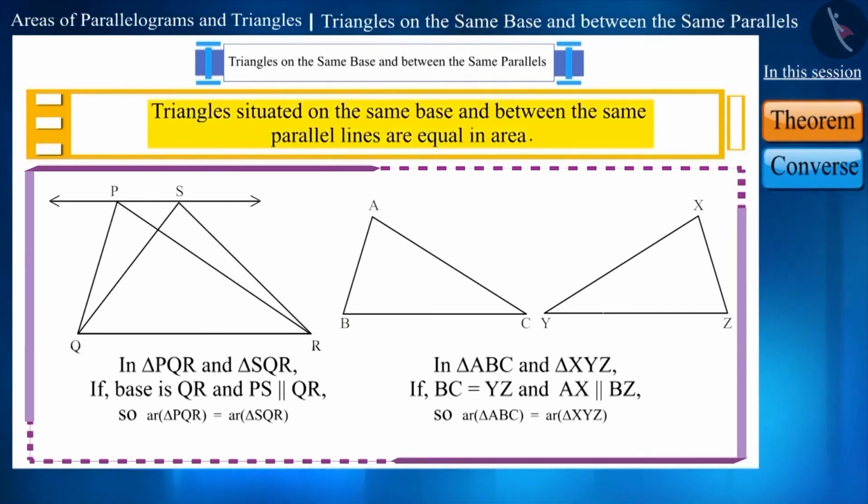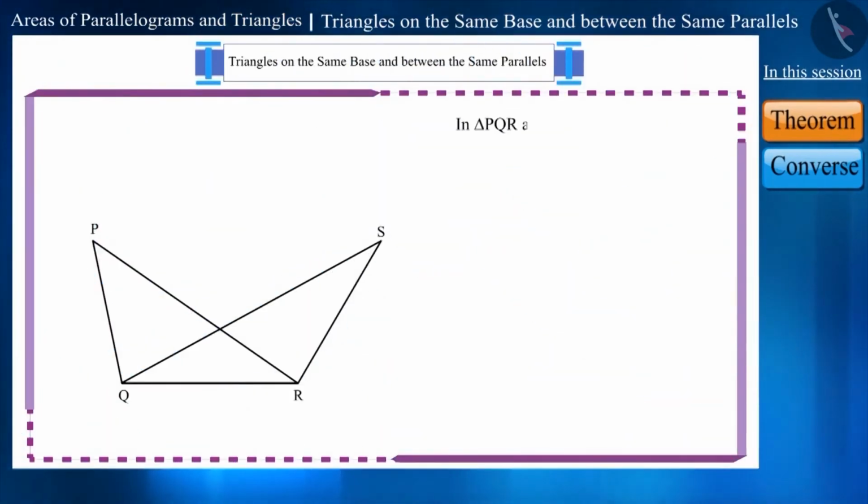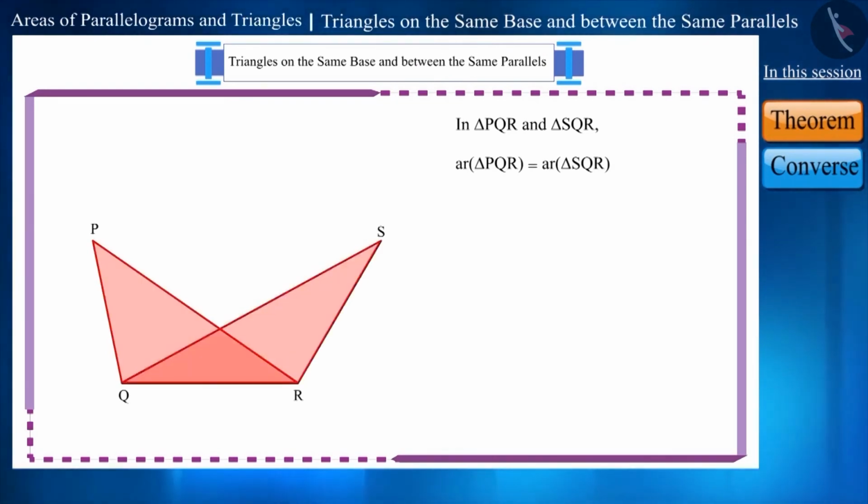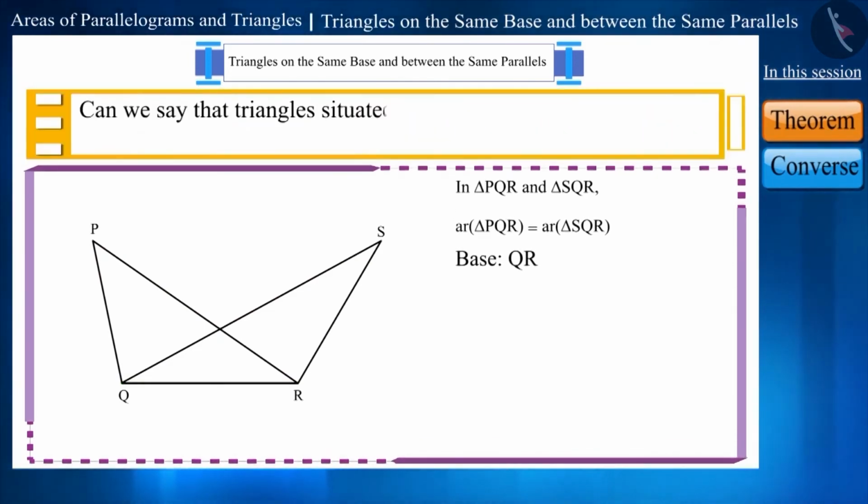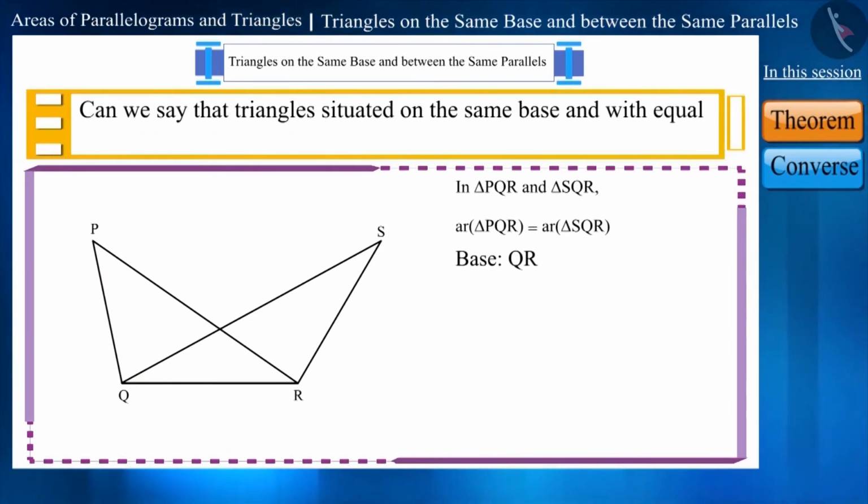Is the inverse of this theorem also true? Here, we are given this figure. It's given that the area of triangle PQR and triangle SQR is equal. Looking at this figure, what else can you say about triangle PQR and triangle SQR? Here, the base of the two triangles QR is also the same. Based on the given information, can we say that triangles situated on the same base and with equal area are between the same parallel lines?